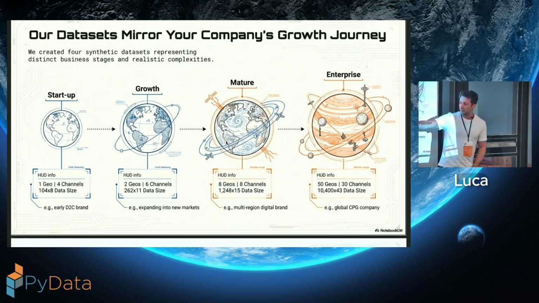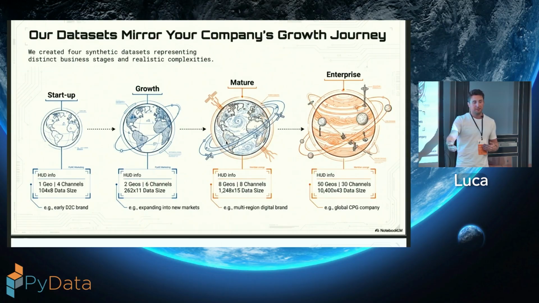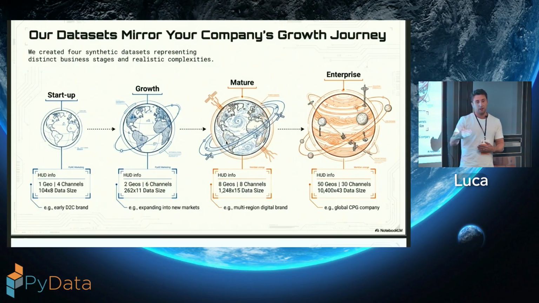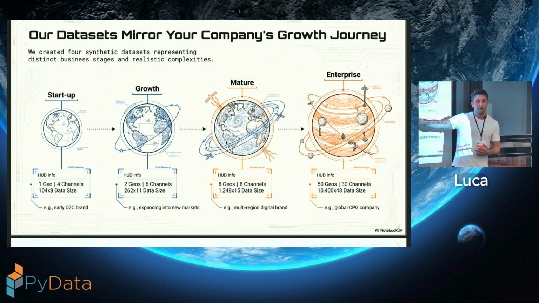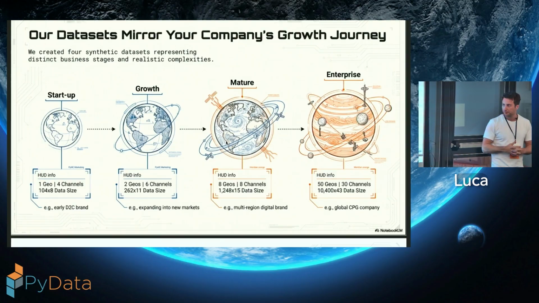One dimension is the number of columns in the datasets. That's typically related to the number of channels the company is operating. And the other one is the number of rows. Now here, there are still 2 years of data, and the number of rows happens to increase because you have more geos. And so you have 2 years of data for all the geos that you have and for all the channels that you have.